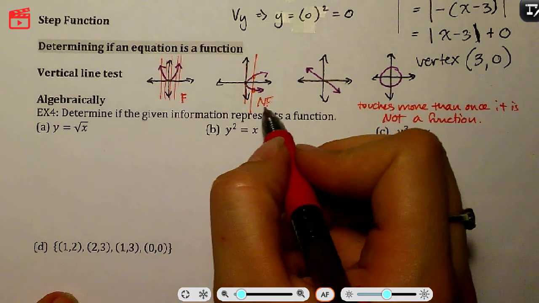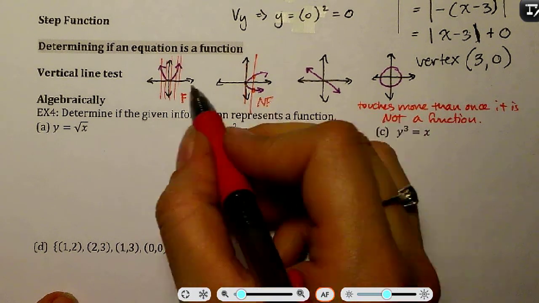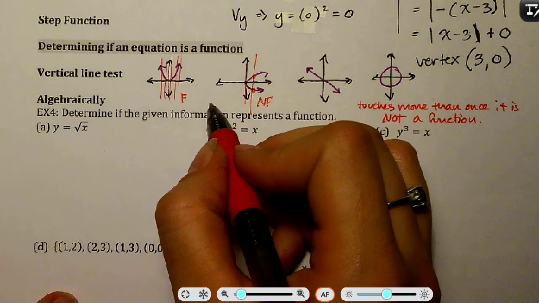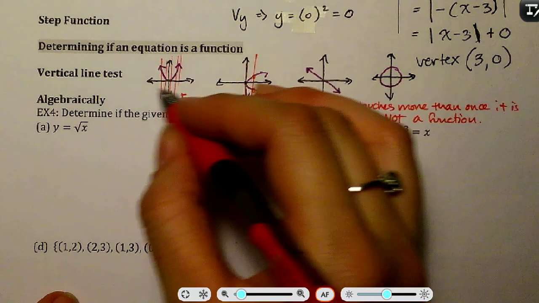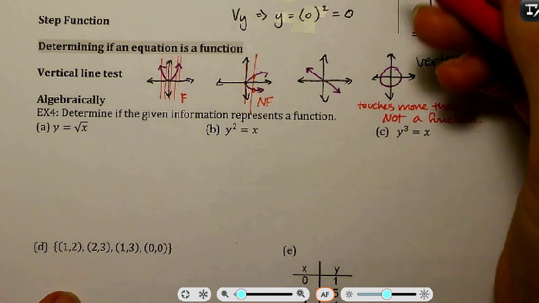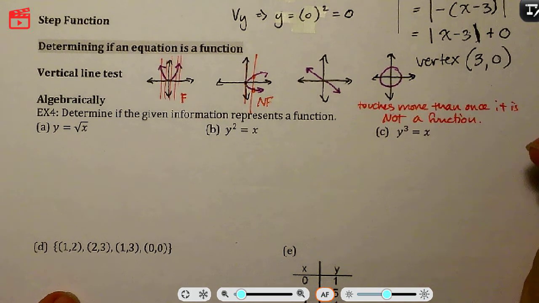Now, please notice my F and NF, those are not mathematically correct. That's just because I have very little space right here. All right, try to check if these two are functions. Use the vertical line test and try to figure out which one is a function and which one is not a function.